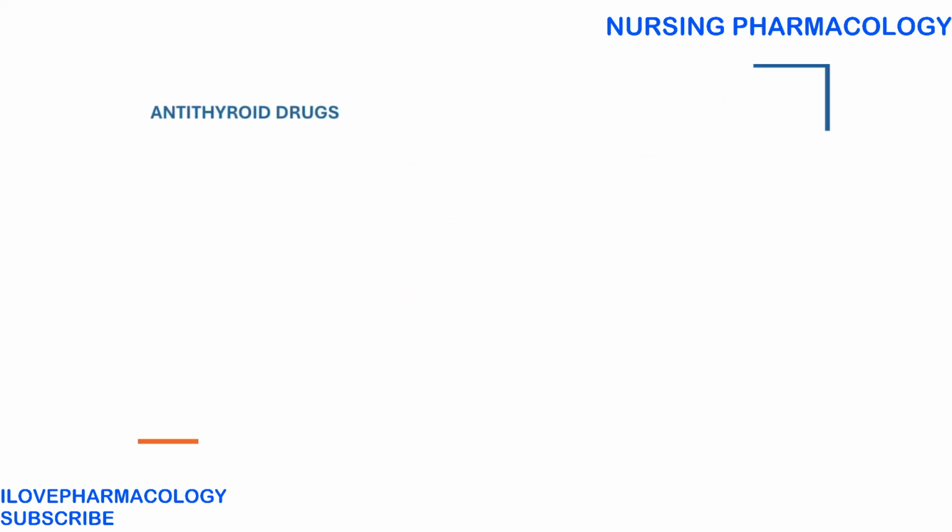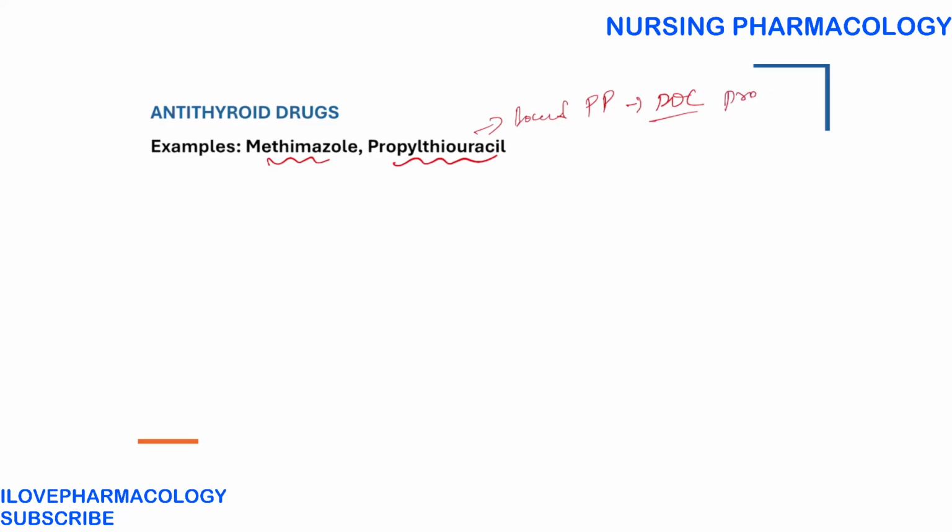So next, coming to the antithyroid drugs. So basically you need to remember methimazole and propylthiouracil. Since propylthiouracil is bound to plasma protein, these are the drug of choice in case of pregnancy, as these drugs will not cross the placental barrier, so that the child will not be affected.